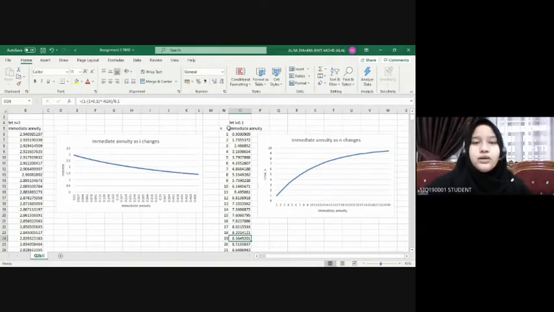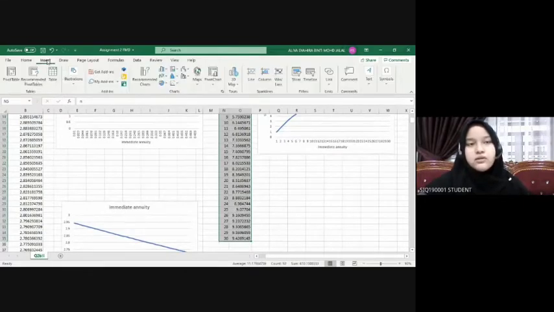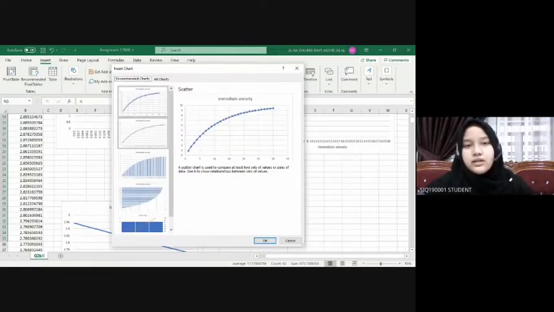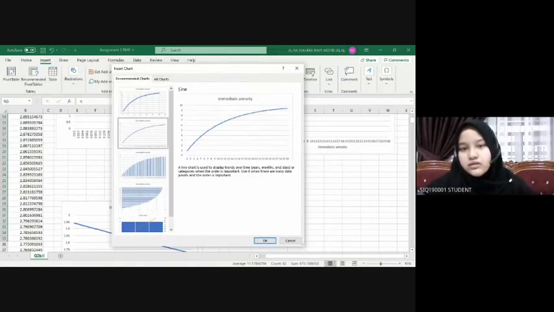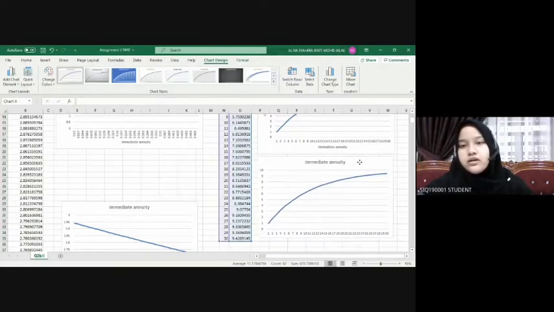So to make a diagram as the n changes, you select them all, and then we click insert, we click recommended chart, and then we pick any chart that is suitable, and then we can get a diagram for the immediate annuity as the n changes.